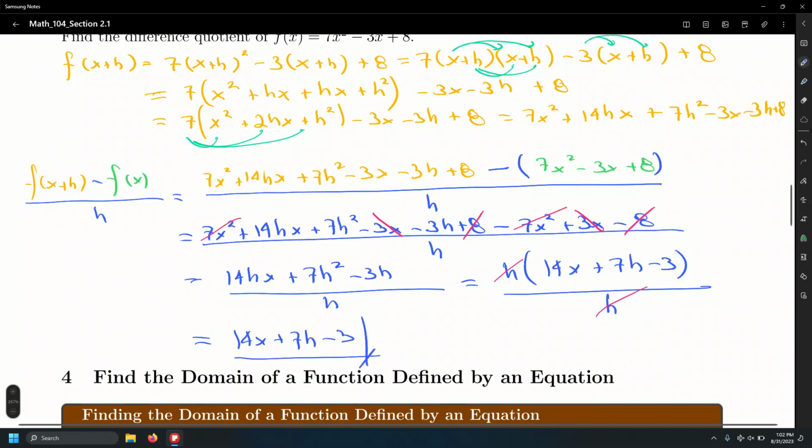And if you're wondering about this result, yes? I was going to ask if you could do what you just did again. Oh, the canceling, or when you went from 14hx to h parentheses 14x? This part right here? Oh, yeah, to factor out the h. So that's what we do to factor to get rid of this h in the denominator.